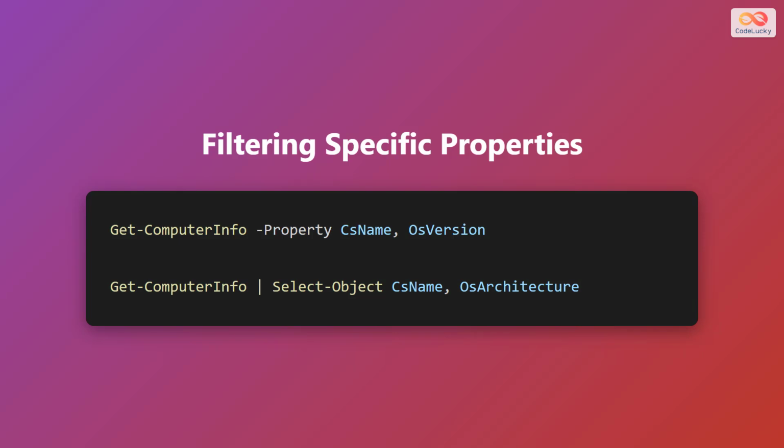When you don't need all the information, you can filter specific properties using two methods. First, you can use the -Property parameter followed by the property names you want, such as ComputerName and OsVersion. Second, you can pipe the output to Select-Object and specify properties like ComputerName and OsArchitecture. Both methods help you focus on exactly the information you need, making the output more manageable and improving performance.